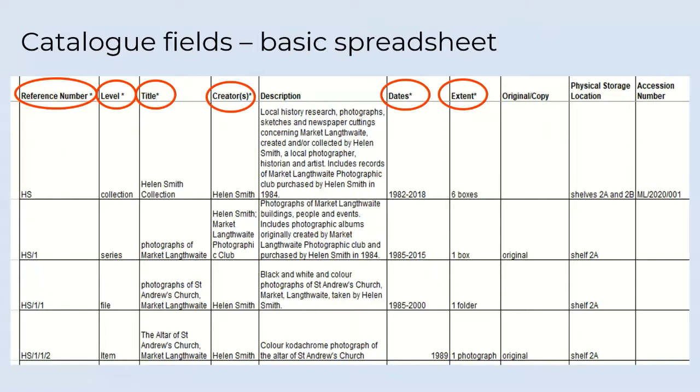Should you have the time to go further and describe individual photographs, you would add a new row, enter item for the level, give the first one the reference number HS/1/1/1, fill out the title, description, and dates, and record the extent as 1 photograph. The next item would then be reference number HS/1/1/2, as shown here, and so on.